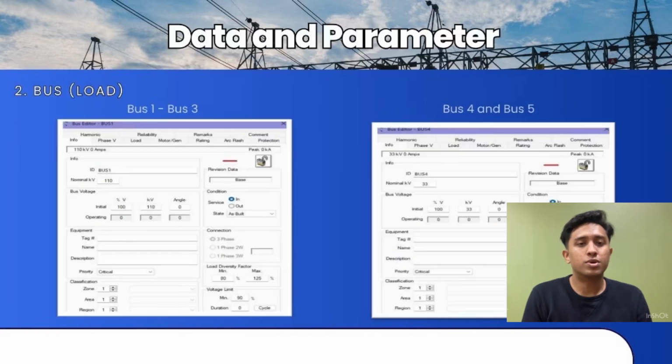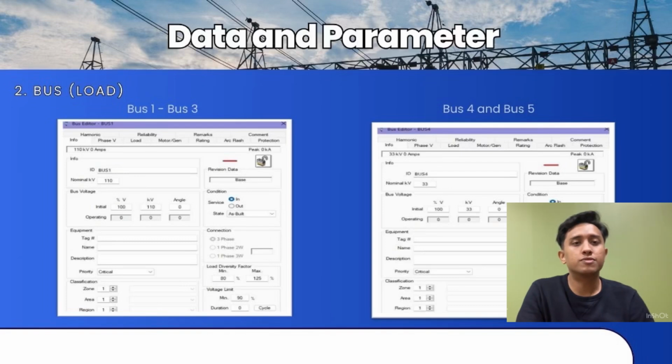For bus 1 to 3, moving on to the connection points in our system known as buses. This slide illustrates the settings for our different bus configurations. As we can see on the left, we see the parameters for bus 1, and similarly bus 2 and bus 3, which are not shown but follow the same structure. These buses are designated with a nominal voltage of 110 kV, aligning with our main power grid connection.